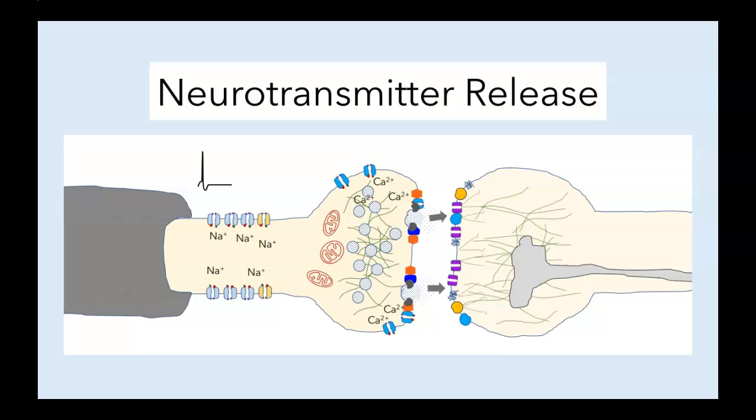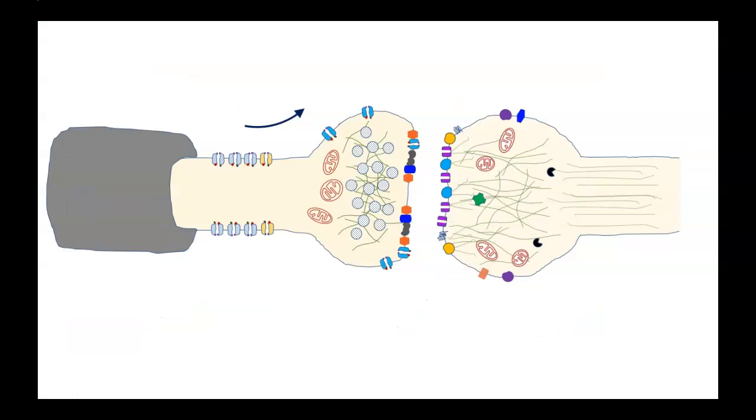In this video, I'm going to provide a mini tutorial on how neurotransmitter is released from vesicles at chemical synapses. Well, let's begin by looking at a cartoon. Here's my cartoon of a chemical synapse.